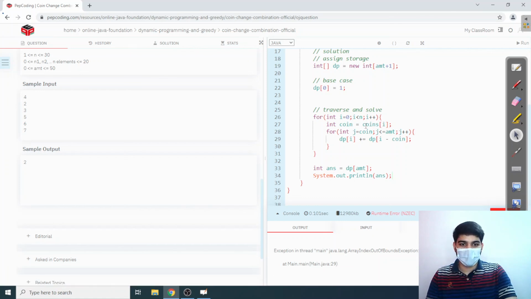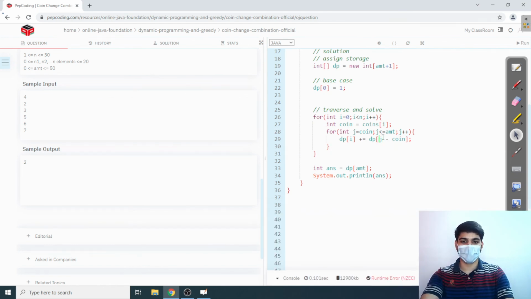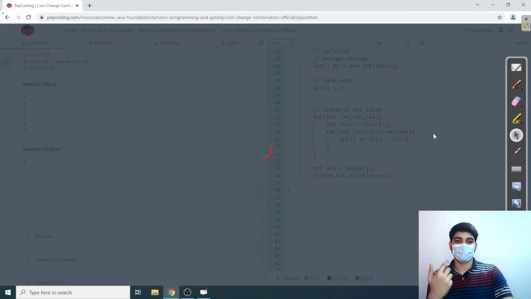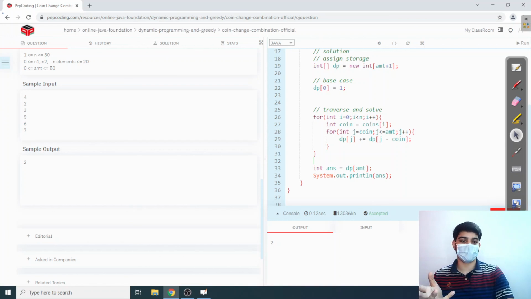So that is because if we take a coin and if we are moving forward in the coin, we have to update the jth position, right? We have to update the current sum. We have to update the current amount, right? Which is j. So instead of i, we have to update j, right? If we run this again, it's accepting the test case.